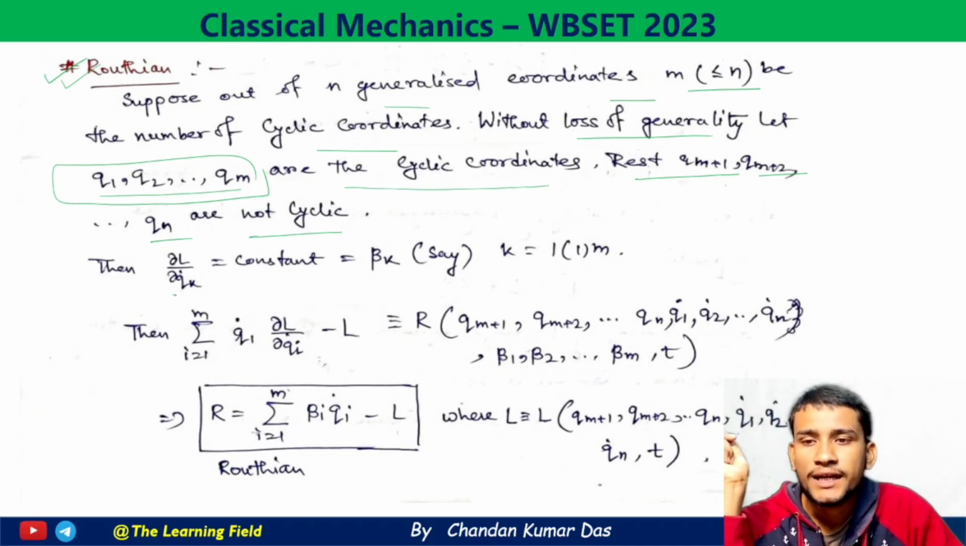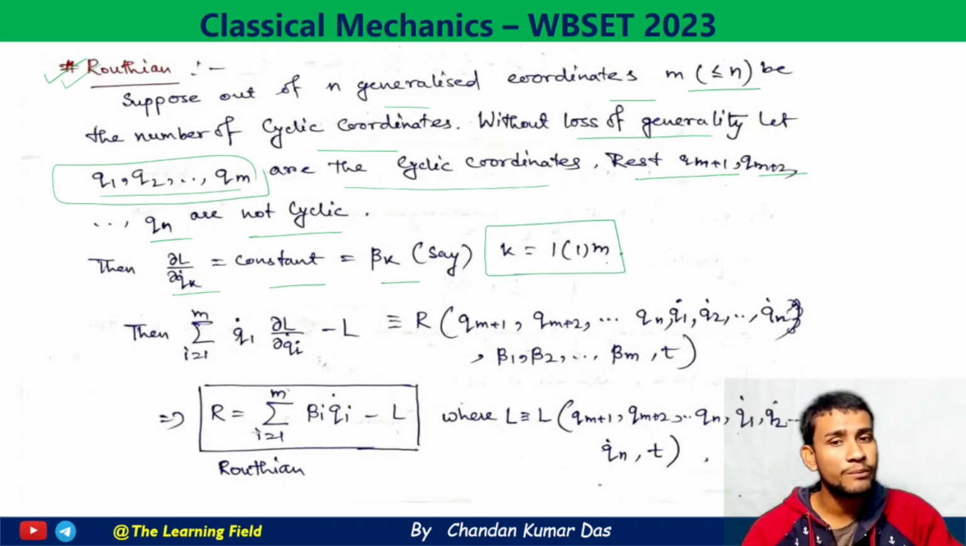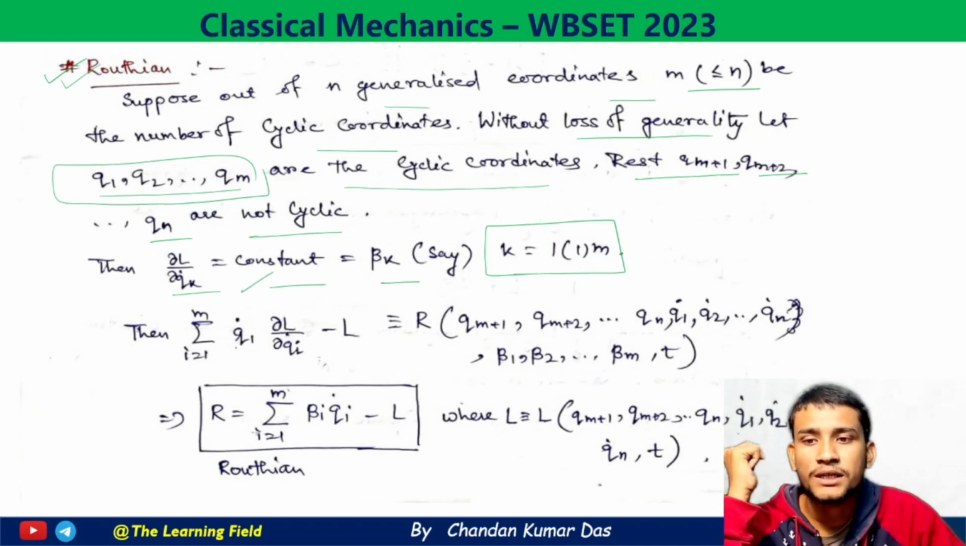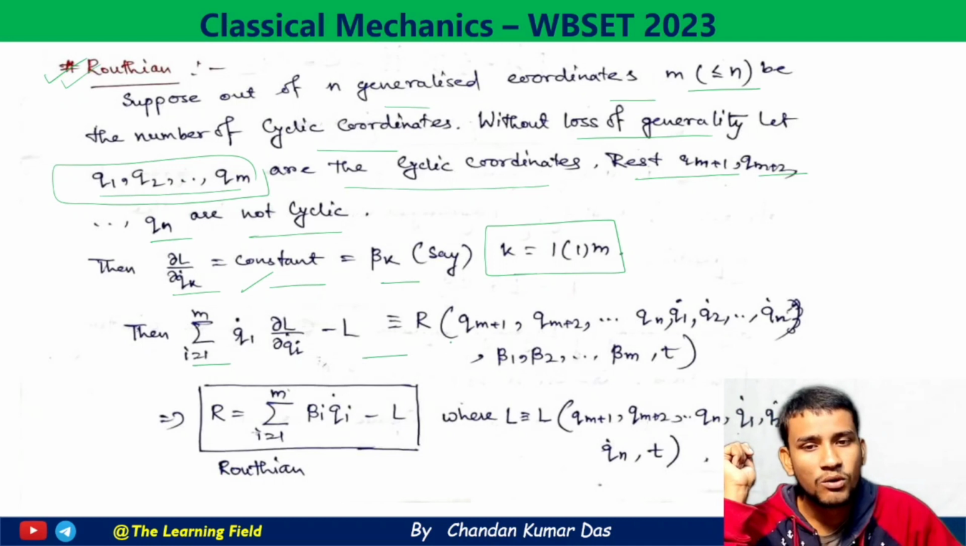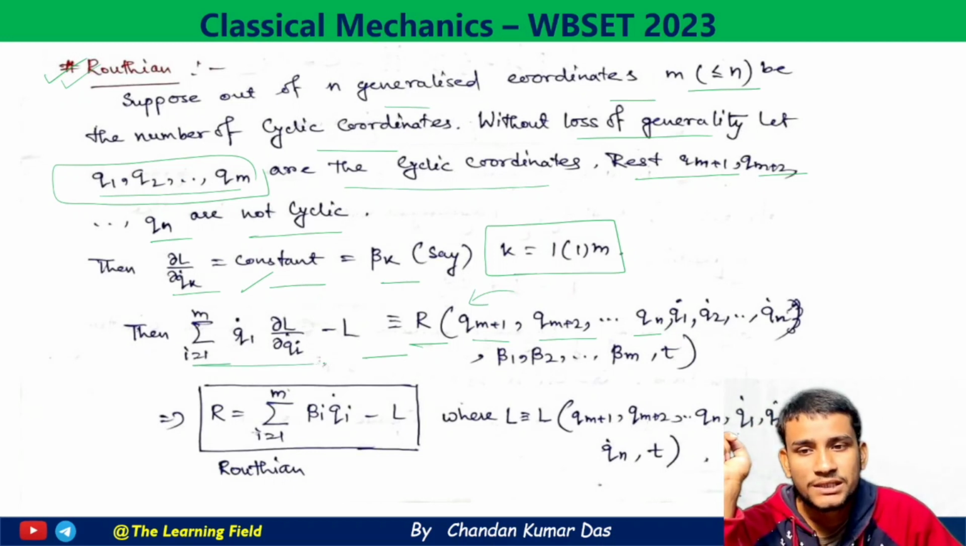Then we can write ∂L/∂q_k dot equal to constant. We take this equal to beta_k for k equal to 1 to m, because since q1, q2, ..., qm are absent, these terms are constant. Then we can write the summation i equal to 1 to n of q_i dot ∂L/∂q_i dot minus L, and this quantity is equal to R. Now R is a function of what? R is a function of q(m+1), q(m+2), ..., qn, and the terms q1 to qm, the cyclic coordinates, are absent in this function, which is called the Routhian, and the expression is this one.